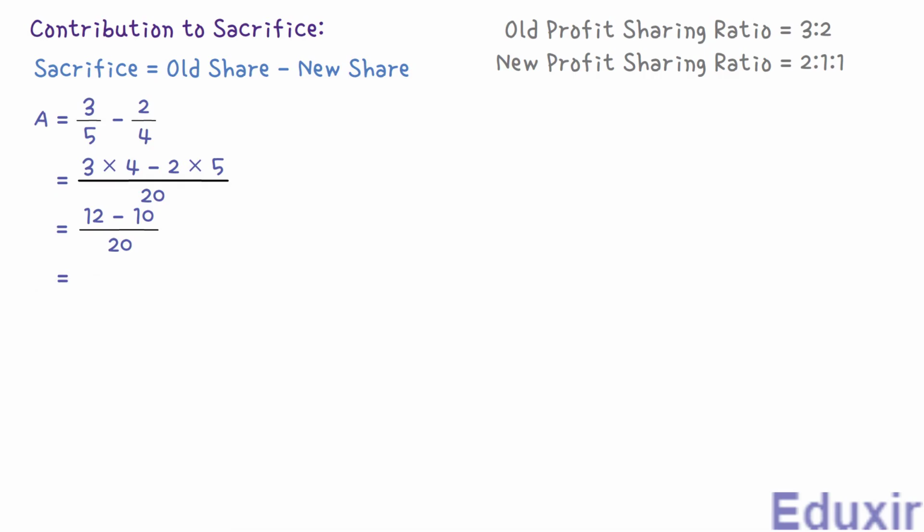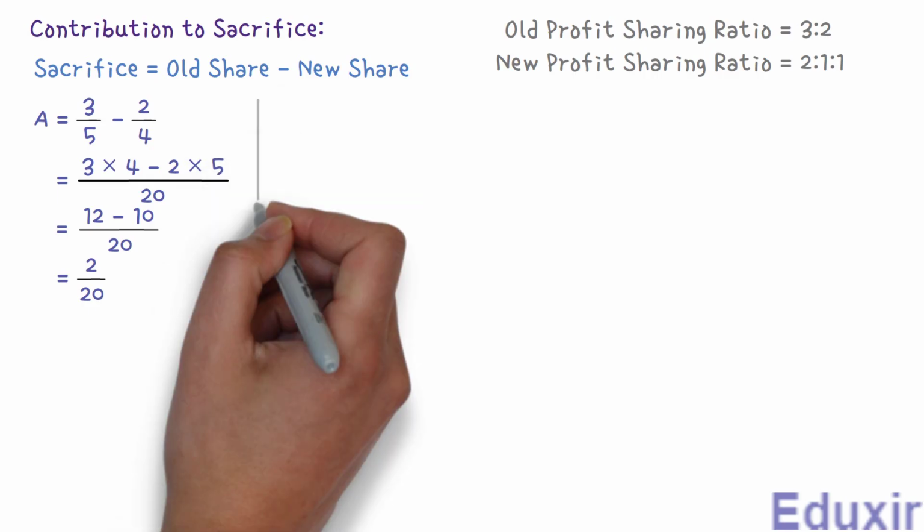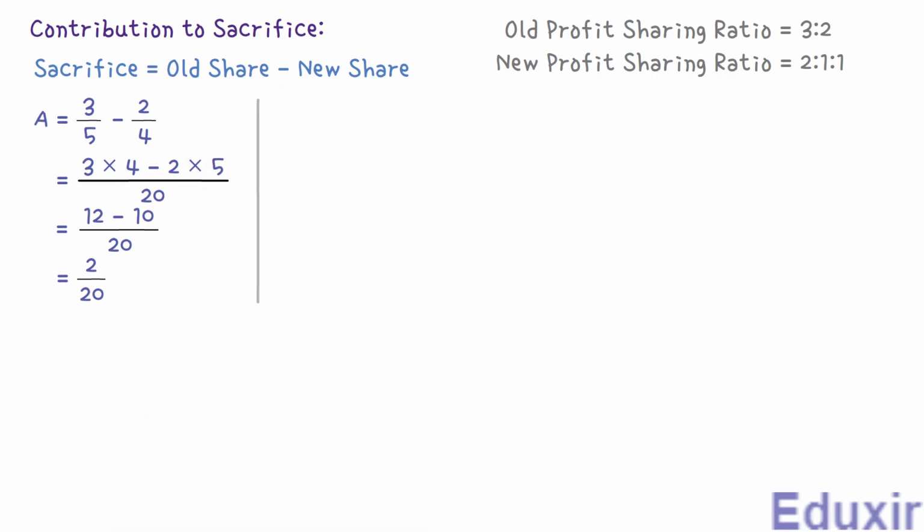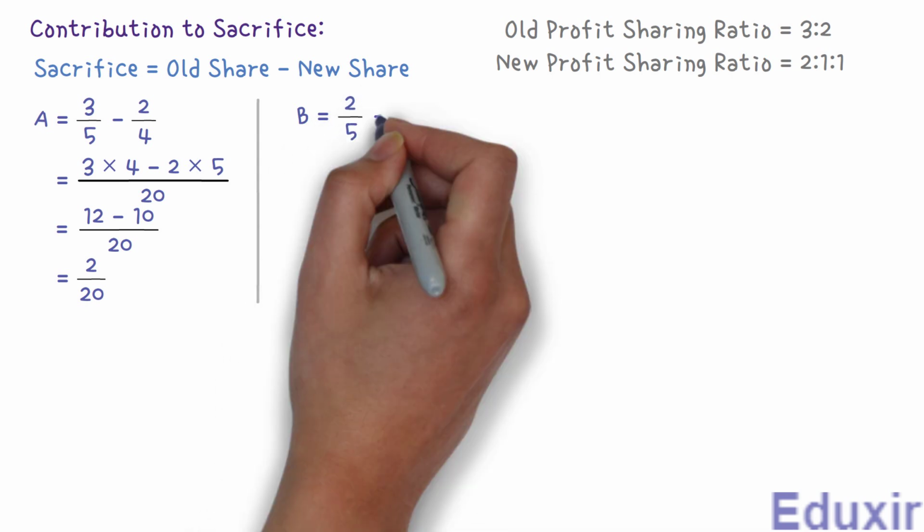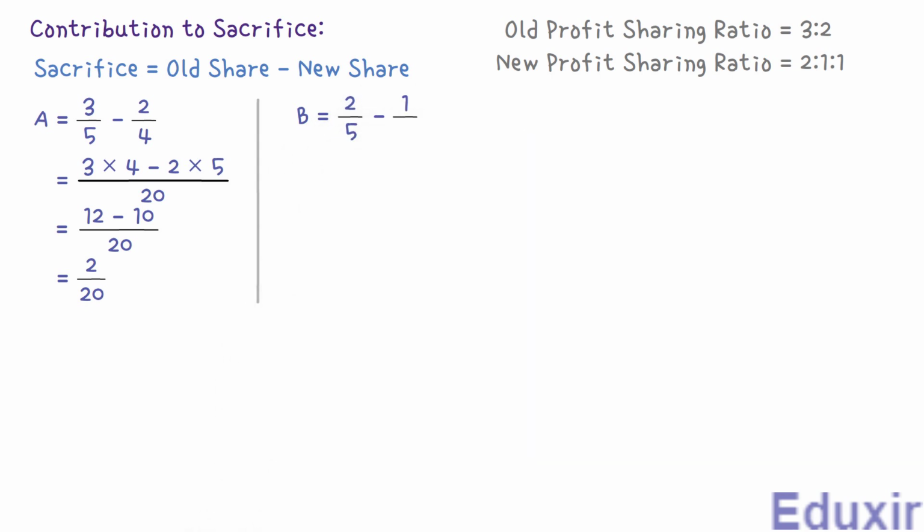This is equal to 2/20. I am not going to simplify this. Let us leave this denominator as 20 here. It will make the things easier for us while calculating the sacrificing ratio. So the sacrifice made by the old partner B is equal to his old share 2 upon 5 minus his new share 1 upon 4.